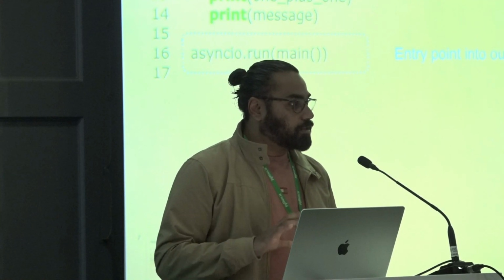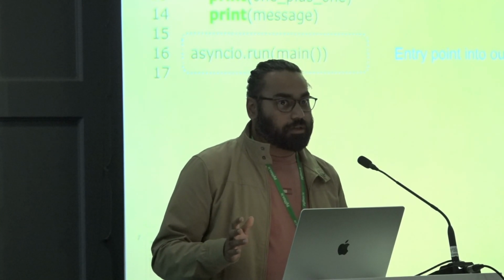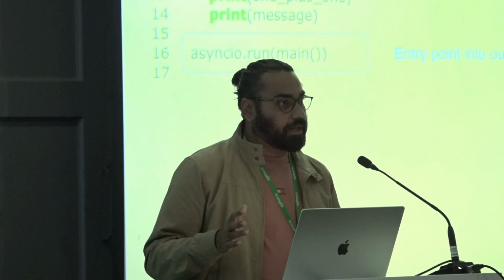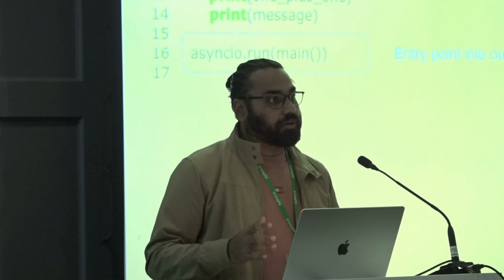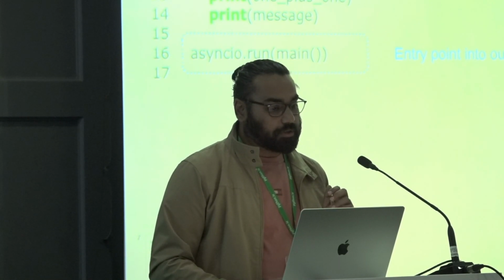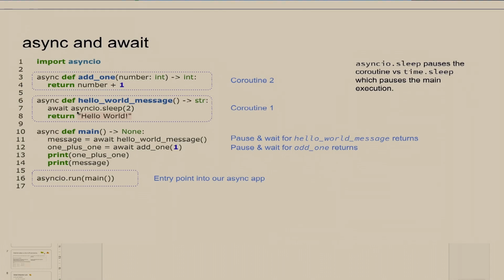asyncio.sleep is different from time.sleep. time.sleep will pause your main Python process, but asyncio.sleep pauses the coroutine in which it is mentioned. So line number 7 will pause hello world. Now we have the entry point, the event loop, asyncio.run, and we are passing the main method into it.